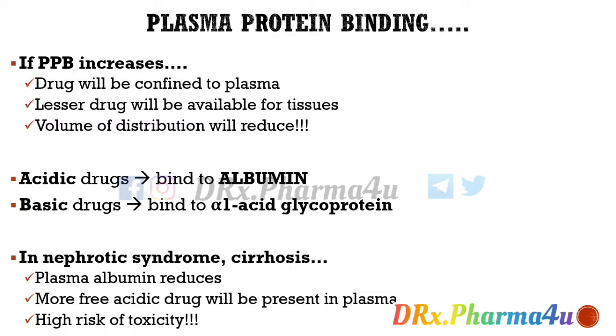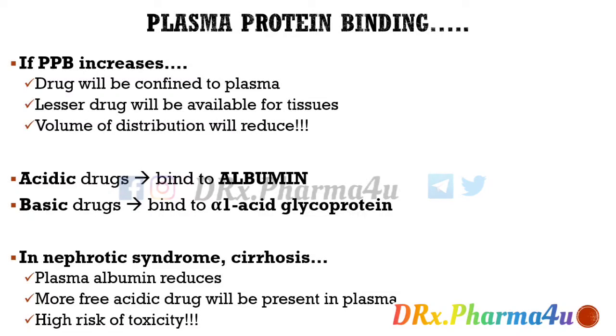If you are suffering from nephrotic syndrome or liver cirrhosis, in that condition, plasma albumin reduces. If plasma albumin reduces, the acidic drugs will not be able to bind to it, so they will be available in the plasma. Since the albumin is not there, they will be present inside the plasma. That can cause severe toxicity.